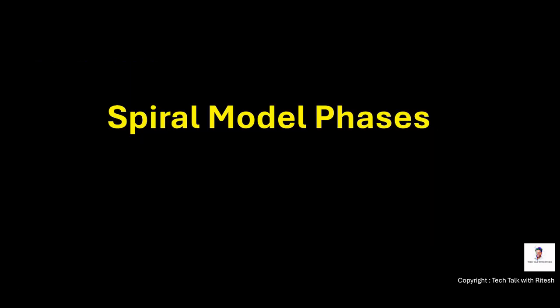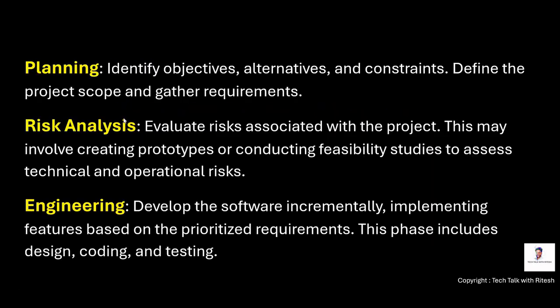Now let's see the phases of spiral model. Planning: identify objectives, alternatives and constraints, define the project scope and gather requirements. That is planning phase. Risk analysis: evaluate risk associated with the project. This may involve creating prototypes or conducting feasibility studies to assess technical and operational risks.